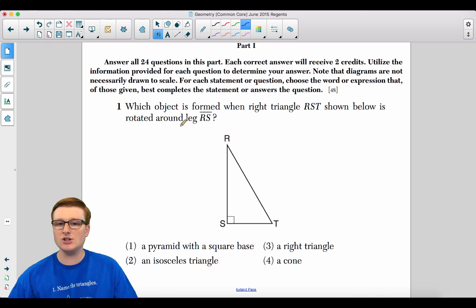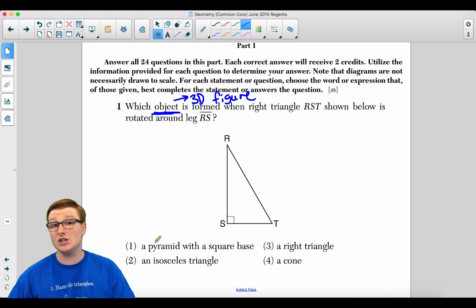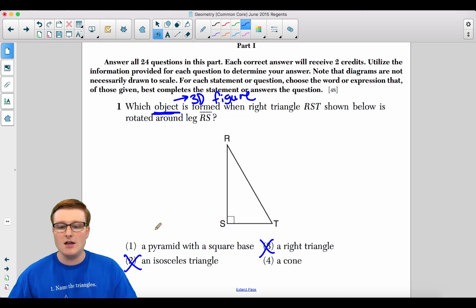I want to address a couple things when we do these questions in order to master this exam. Object means three-dimensional figure. So immediately, if it's an object and it's a three-dimensional figure, we could get rid of some answer choices. We could get rid of choice 2 and choice 3 because those are 2D figures. The trick answer for this case was a right triangle because the right triangle is shown.